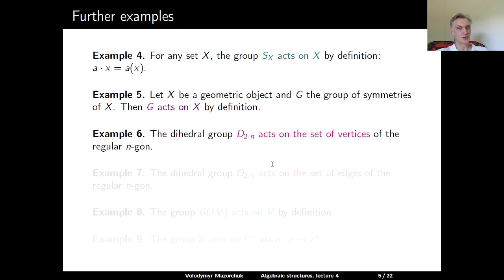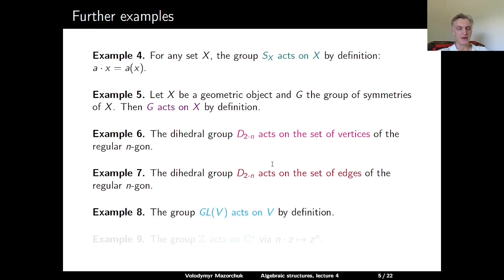Example 6, so that's a special case. We have the dihedral group D_2n. This is a group of symmetries of the regular n-gon inscribed in a unit circle in R^2. We can consider the set of vertices of this regular n-gon, and of course any symmetry sends a vertex to a vertex. So the dihedral group D_2n acts on the set of vertices of this regular n-gon. Similarly, it also acts on the set of edges of this regular n-gon.